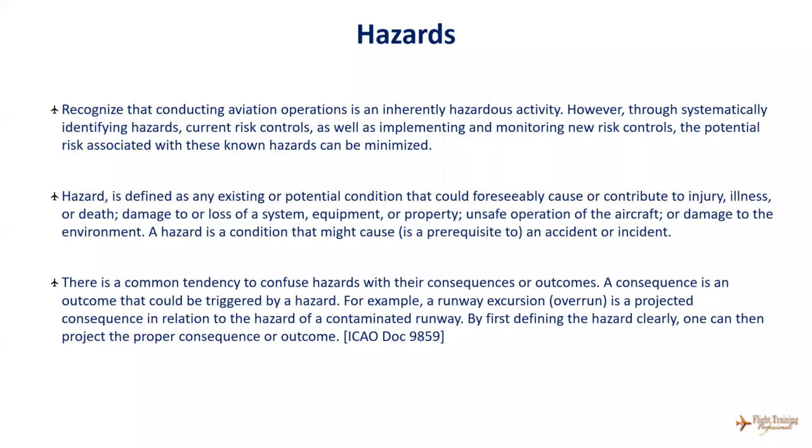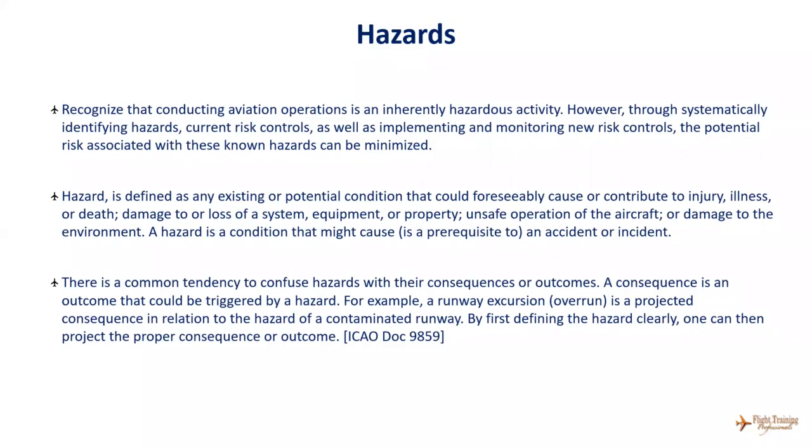So there's a common tendency to confuse hazards with consequences and outcomes. With the milk example, the hazard is the spilled milk. The consequence is someone slipping and falling and getting hurt. An example that ICAO provides for us is a runway excursion, overrun, a projected consequence in relation to the hazard of a contaminated runway.